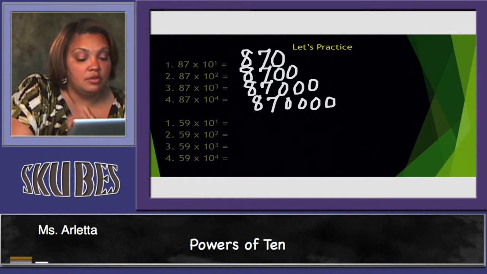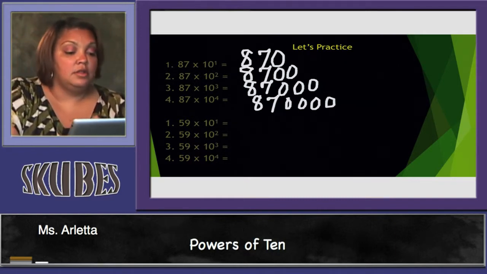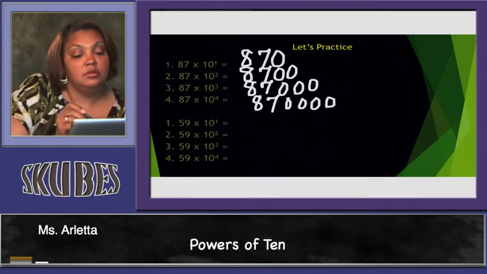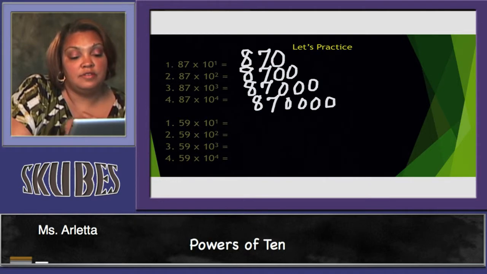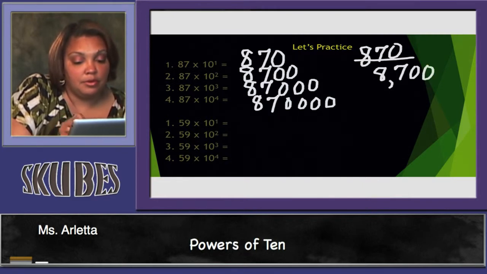So you can see, working with powers of 10 is not very hard. Basically, all you're doing is looking at your exponents to tell how many zeros you need. That gives you a final answer of 870. The next one, 8,700. And I want you to see that pattern. 87,000.